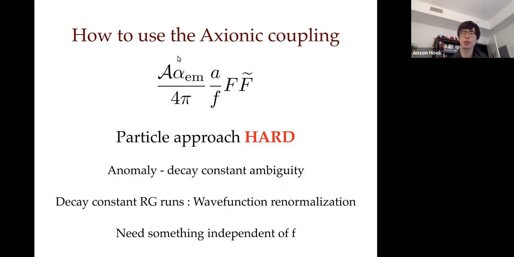In fact, usually they call this combination g_A gamma gamma. They don't even write it in terms of the 't Hooft anomaly. And so this is annoying because you can't actually measure the anomaly by itself. And it's also annoying because F here RG evolves, due to wave function renormalization of the axion. And so while this anomaly is RG invariant, what you measure is not necessarily RG invariant.